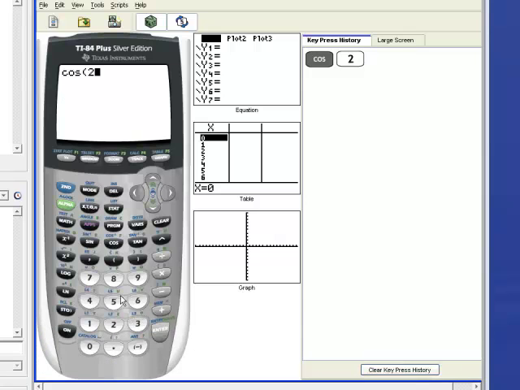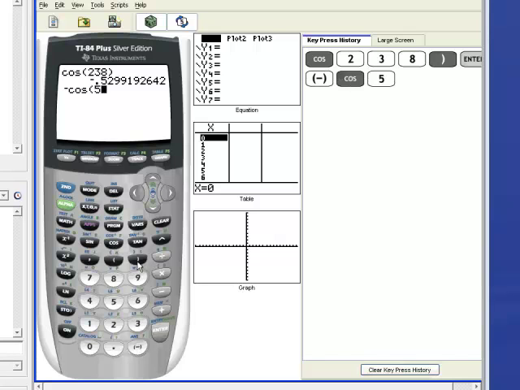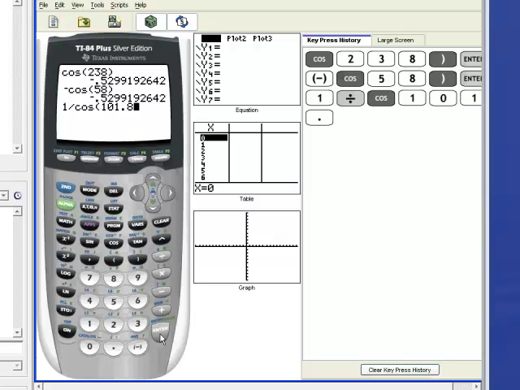Cosine of 238 degrees. Enter. Minus 0.5299, respectively. Negative cosine of 58 degrees, the reference angle, which is the same. I'm going to note that down for myself so I won't forget. Minus 0.530, looks like 3 significant figures. Secant, which is 1 over cosine of 101.8 degrees. There we go. Oh, I was pretty close in my estimate.